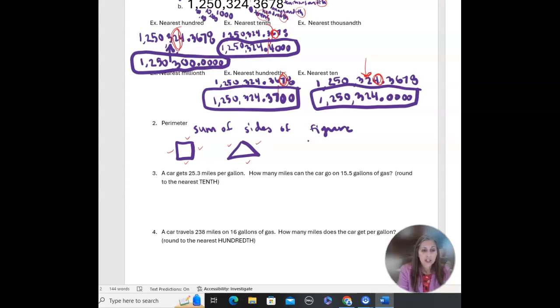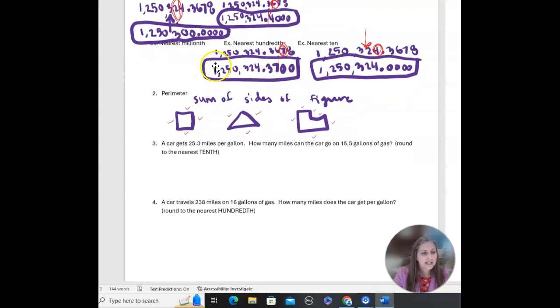Doesn't really matter what the shape is. I could draw something like this. Okay, let's say, well, pretend like that's a right angle. But in this case, I would have 1, 2, 3, 4, 5, 6 sides. So the perimeter is just the sum of the edges. Again, we've already talked about a lot of the things in this unit. That's why I'm just going to simplify it and make one video. Let's go to number 3.